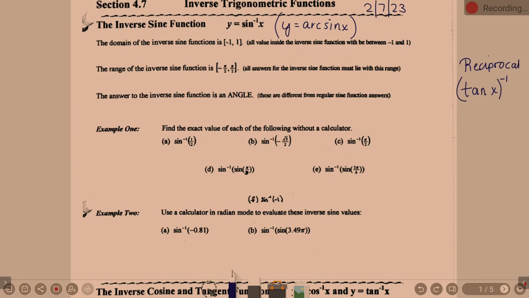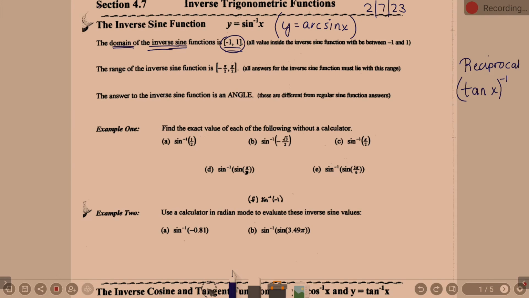Now, domain is important here. The domain of the inverse sine function is negative 1 to 1. That means when you are putting values in for x, they have to be a value between negative 1 and 1. Otherwise, if on your calculator you try to do sine inverse of a value outside of that domain, it's going to give you an error. It's not possible. Sine inverse will only work with domain values of negative 1 to 1.